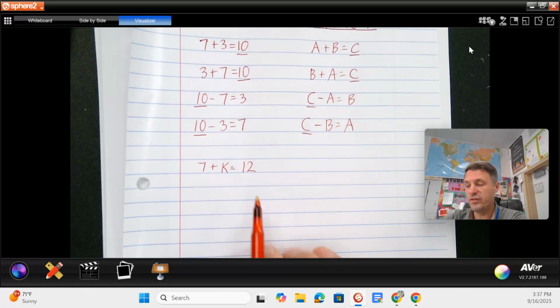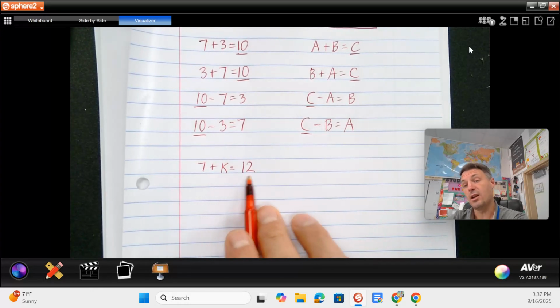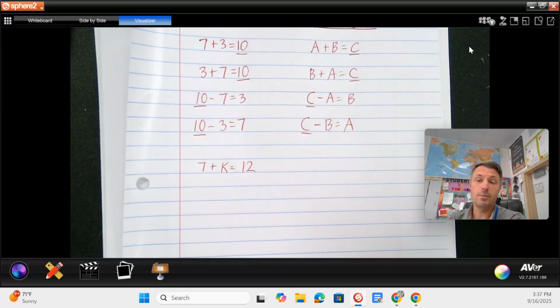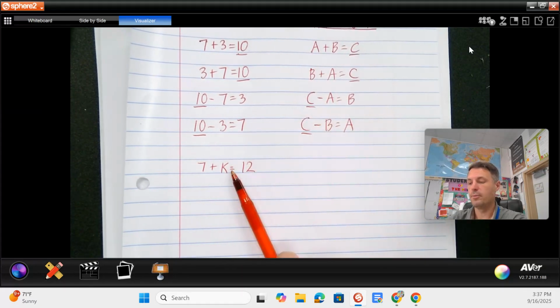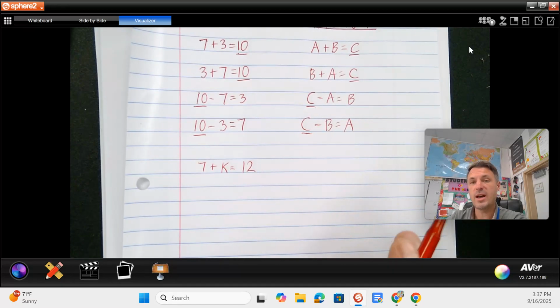So, the best way to find that unknown is to get it on the other side of the equal sign, and the best way to do that is with fact families. So, apply this pattern here. What would be the next fact in this fact family?